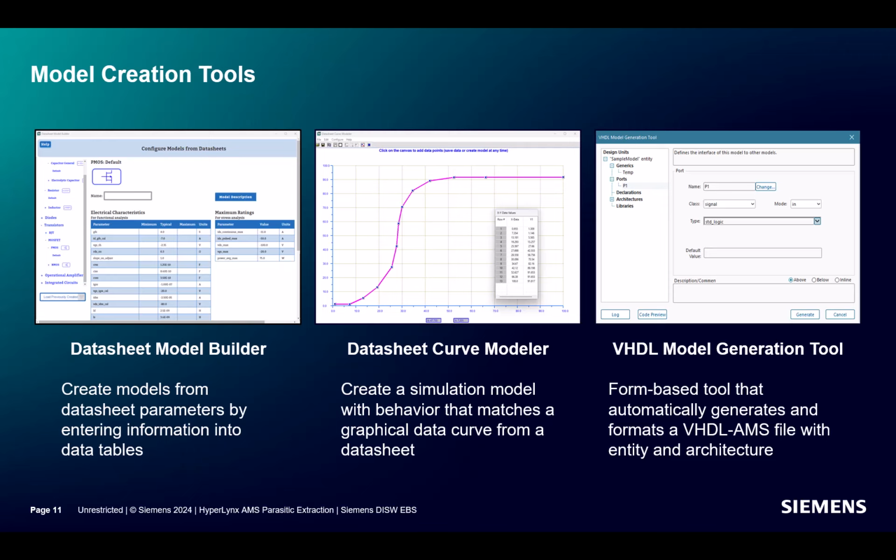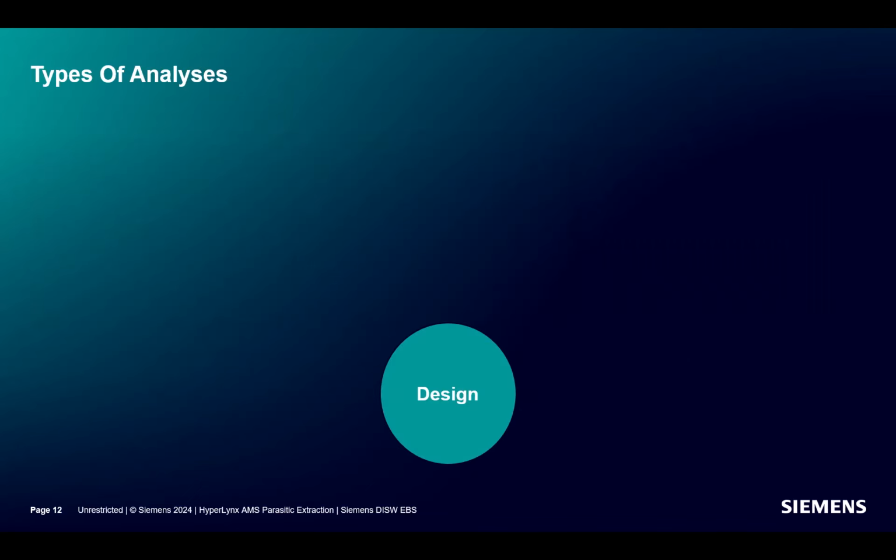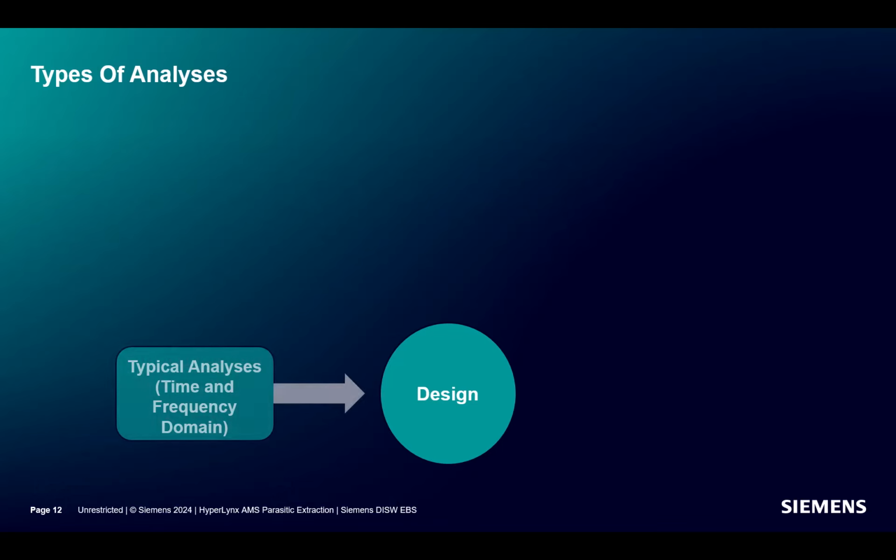This tool requires a level of familiarity with the VHDL AMS language, and it significantly reduces the chance of errors compared to hand coding. Once our design is complete with models and parts placed, we are ready to simulate and analyze. There are various types of analyses in AMS. Typical analyses include operating point, time domain, and frequency domain.